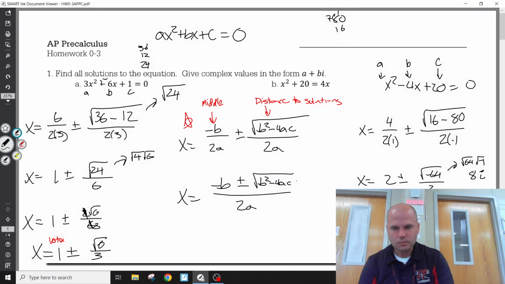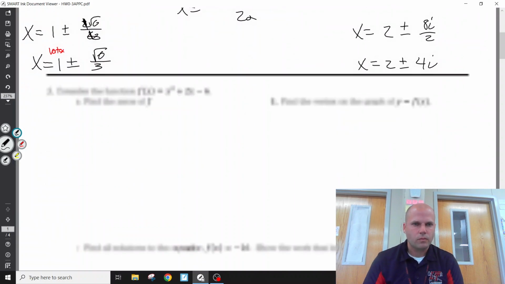All right, giving me my two complex solutions, 2 plus or minus 8i over 2. Divide the top and bottom of this by 2, and I get 2 plus or minus 4i. Cool? Great.